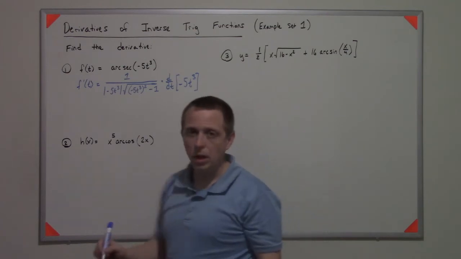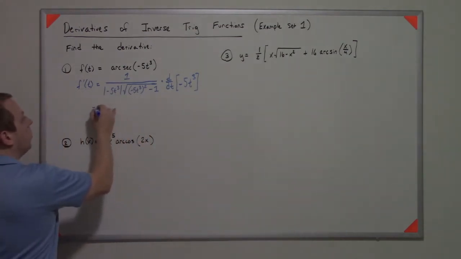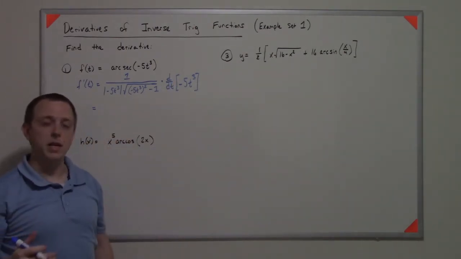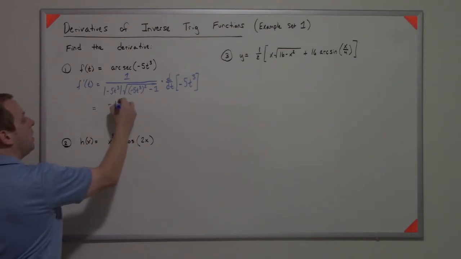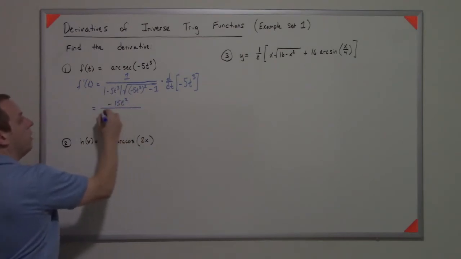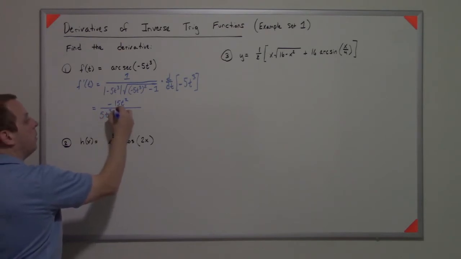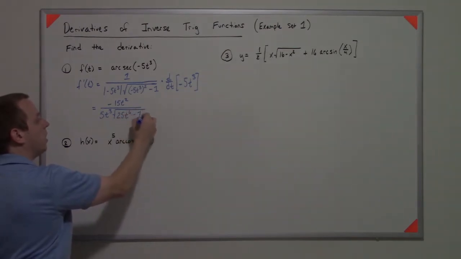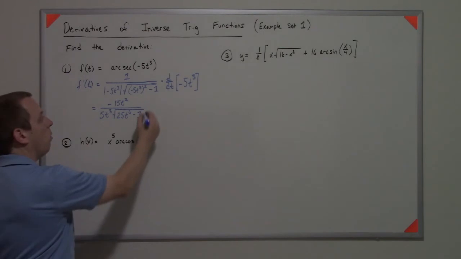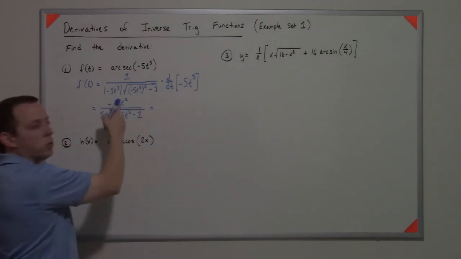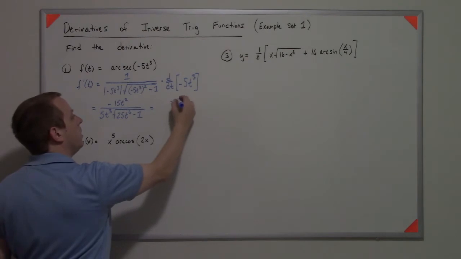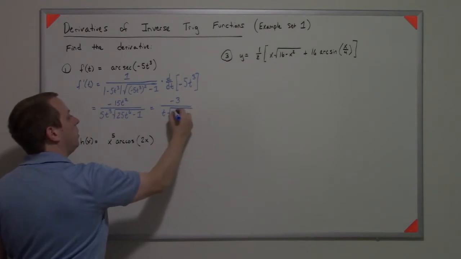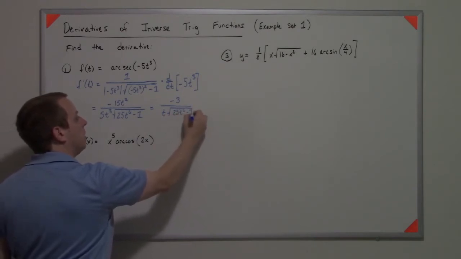Okay? So the absolute value here resolves. This derivative is going to be negative 15t squared. So we're going to get negative 15t squared on top, we're going to get 5t cubed on bottom, and then we're going to get the square root of 25t to the 6th minus 1 on bottom, which then will resolve. The 5's will cancel and the t squareds will cancel. So we have negative 3 over t square root 25t to the 6th minus 1.